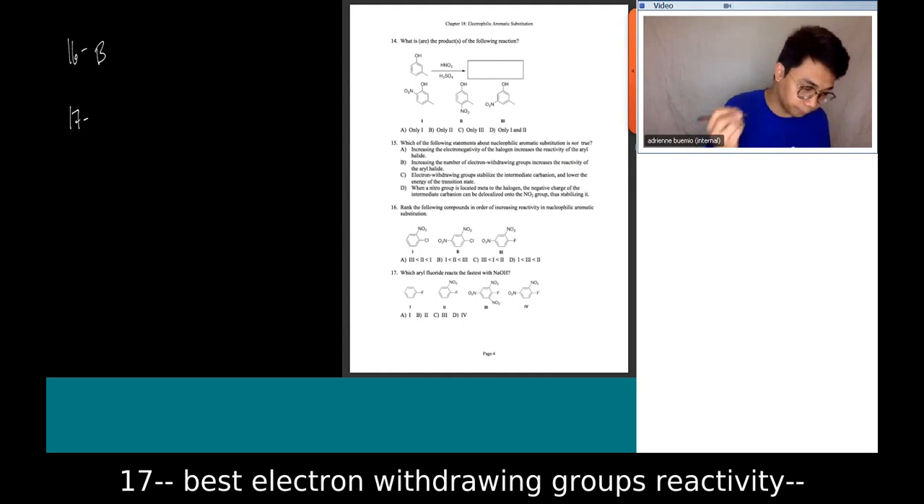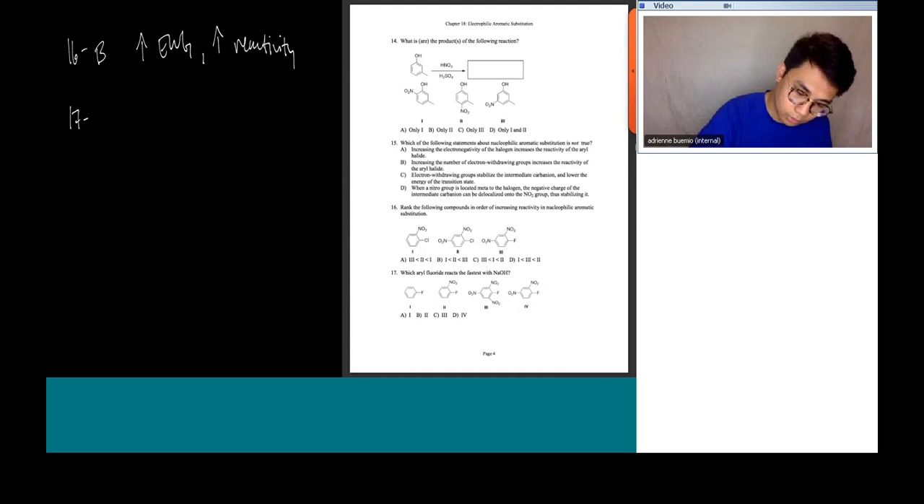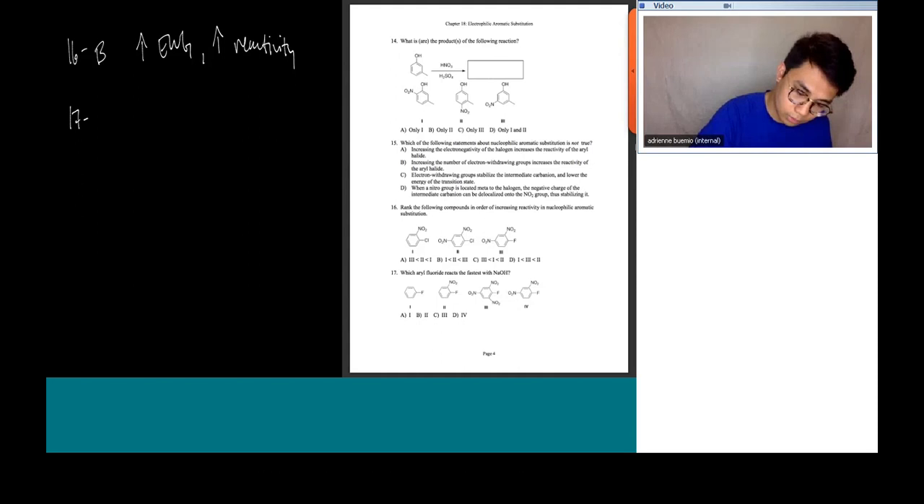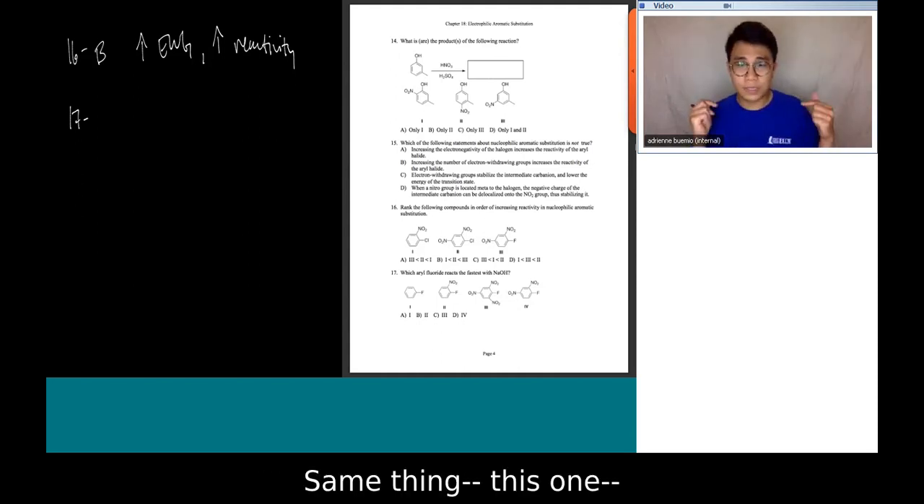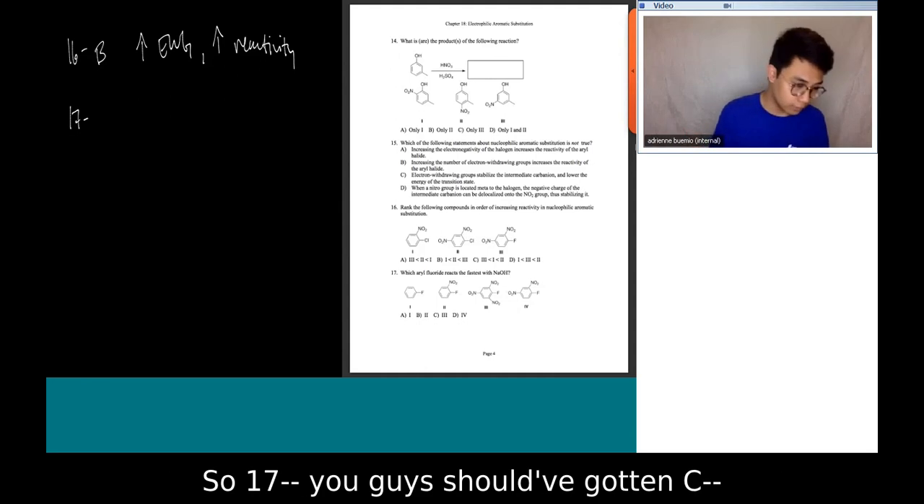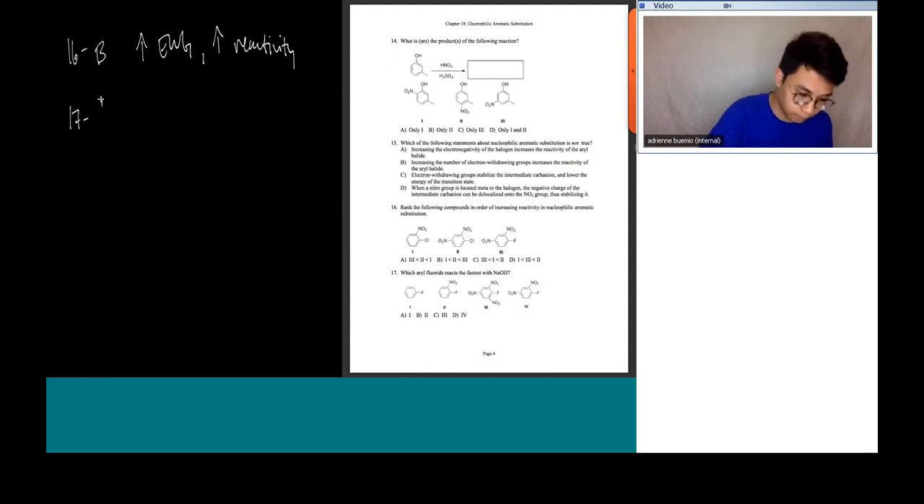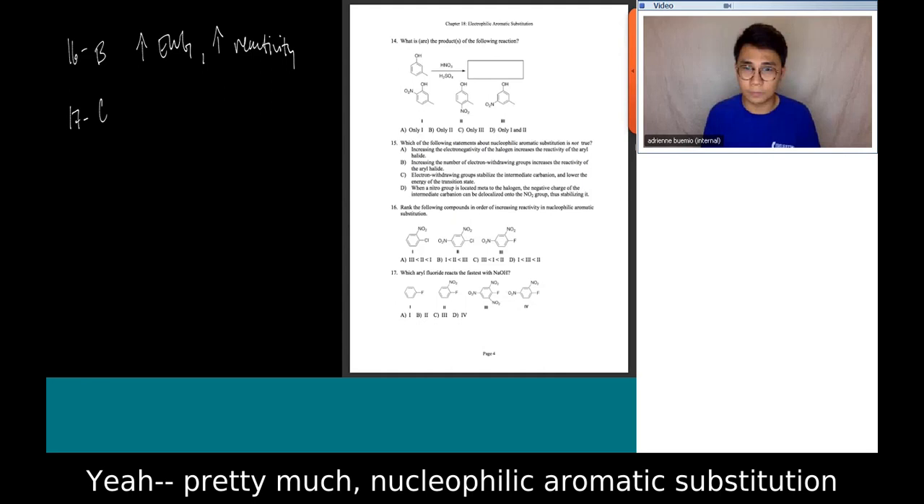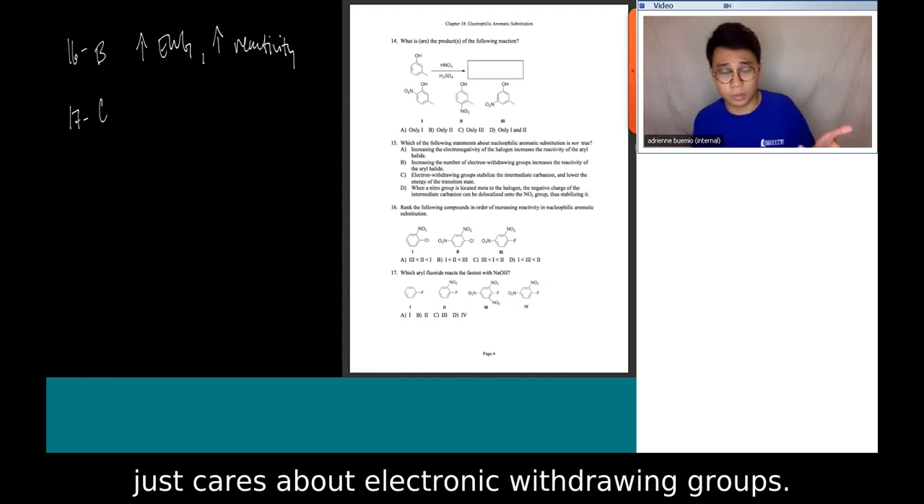17, so best electron withdrawing groups are the most reactive. 17, which aryl fluoride reacts with NaOH? Same thing. Again, the best electron withdrawing groups win. So for 17, you should have gotten C. Nothing too crazy. Pretty much nucleophilic aromatic substitution just cares about electron withdrawing groups, right?